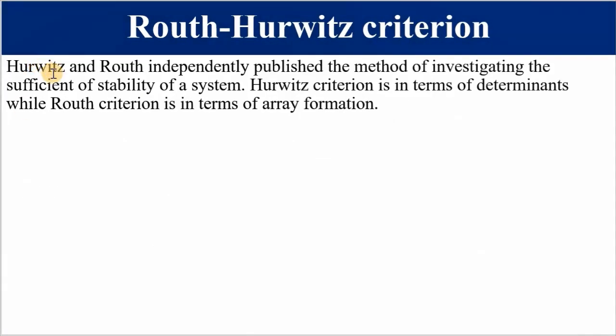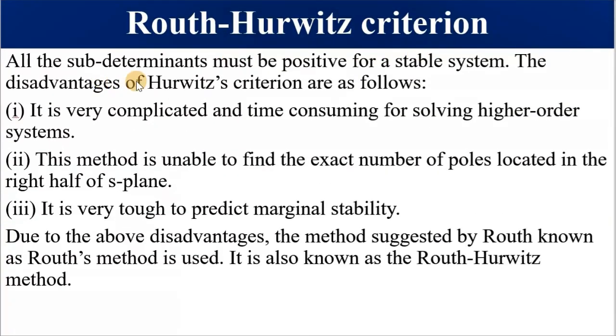So we are saying Hurwitz and Routh independently published methods of investigating the stability of a system. Hurwitz's criterion is in terms of determinants, while Routh's criterion is in terms of array formation. So we'll be combining the two to determine the stability of a system. The disadvantages of Hurwitz's criterion, guys: take note that I didn't go deeper into Hurwitz's criterion alone, because the combination of Routh and Hurwitz is the one being used.